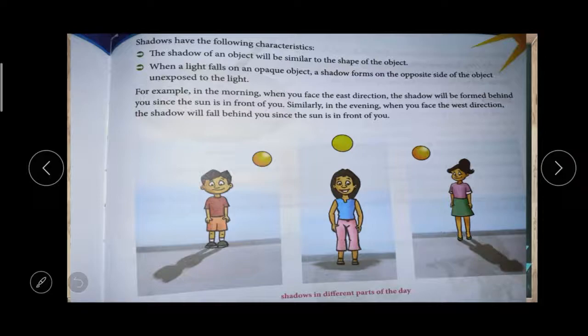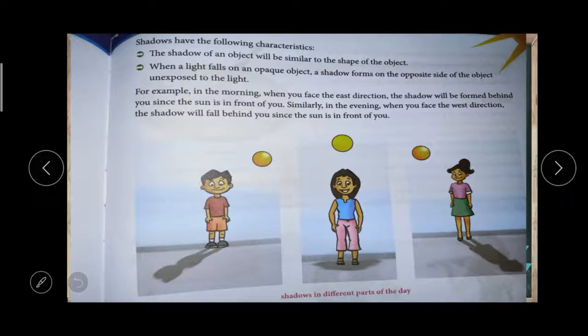in the morning, when you face the east direction, the shadow will be formed behind you, right? It is formed behind you because the sun is in front of you. So in the evening, if you face the west direction, the shadow will be behind you because the sun is in front of you. Okay, so the direction changes according to where the light is. At night time, your shade will be on the back side or front side according to the direction of the light.